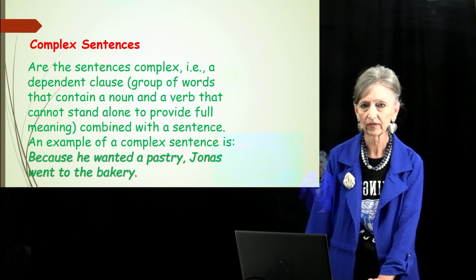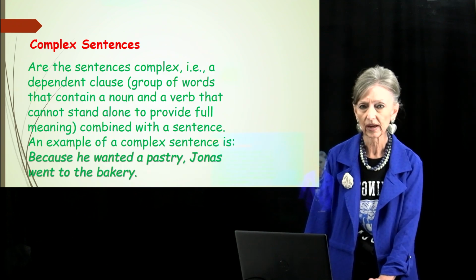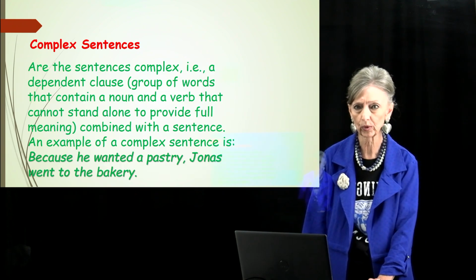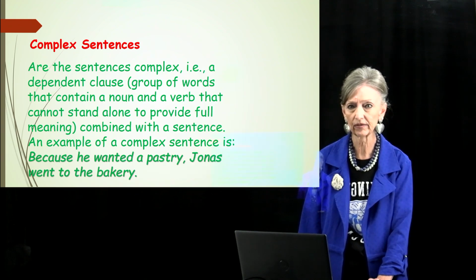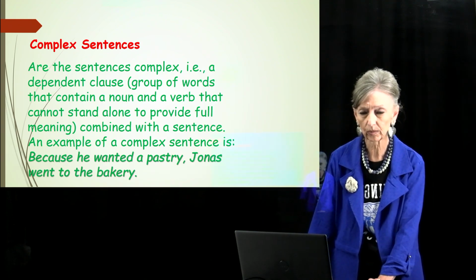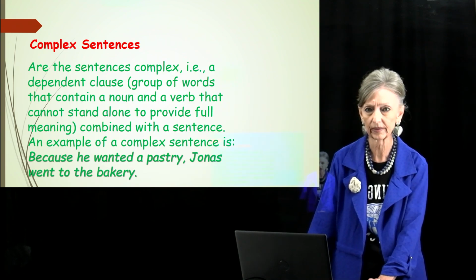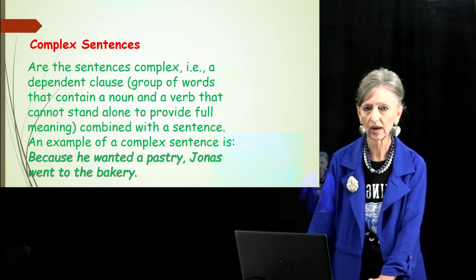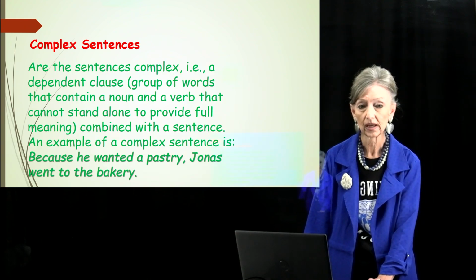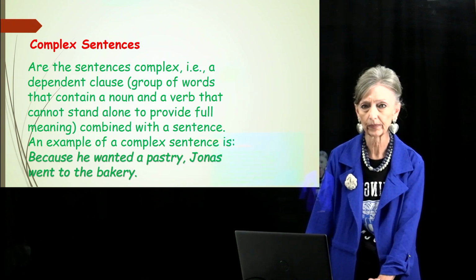We also can have complex sentences. A complex sentence has a dependent clause, which is a group of words that contain a noun and a verb that cannot stand alone because they don't provide full meaning, combined with a sentence that does express a complete thought. An example of a complex sentence is, because he wanted a pastry, Jonas went to the bakery.